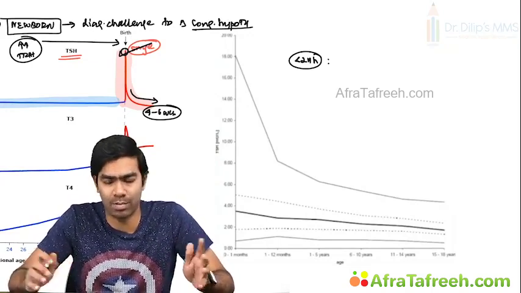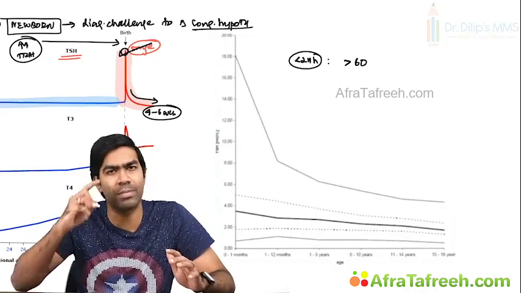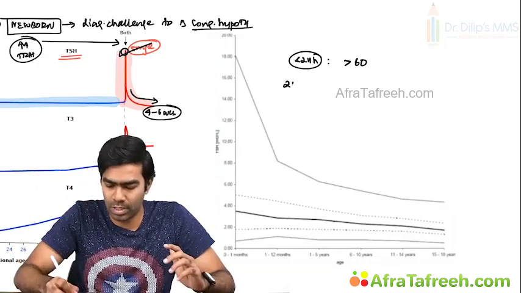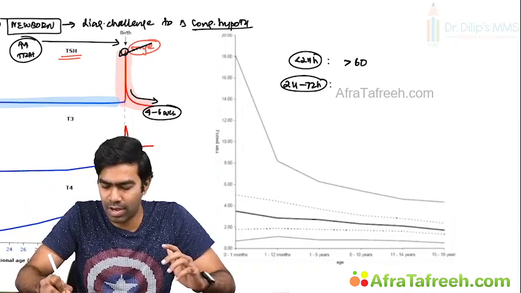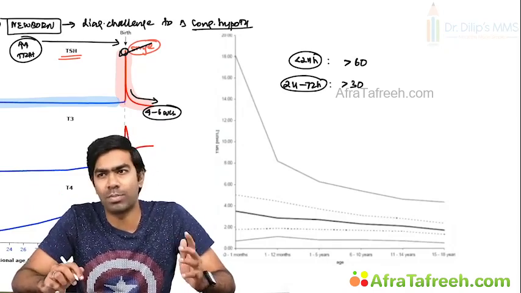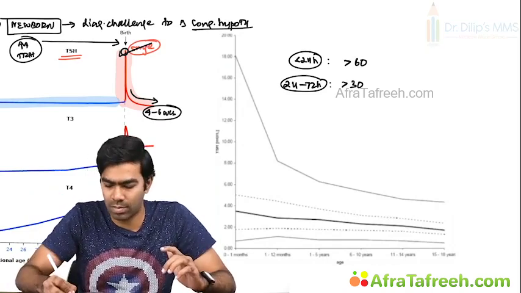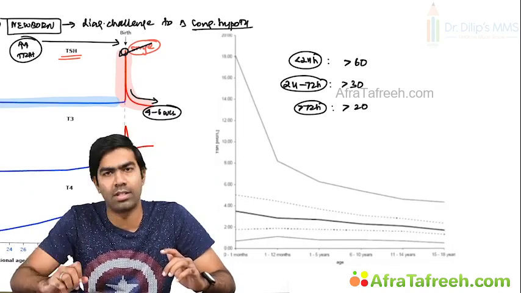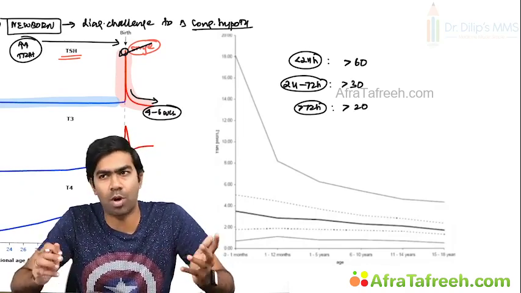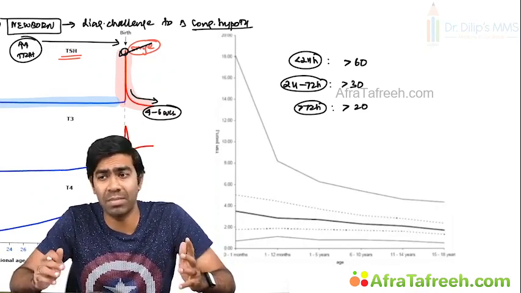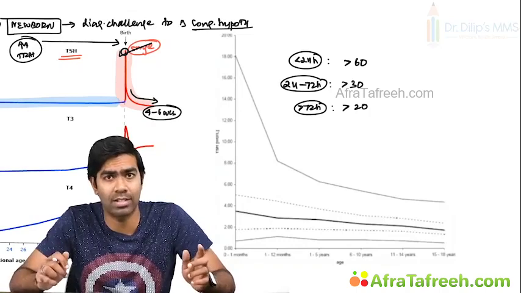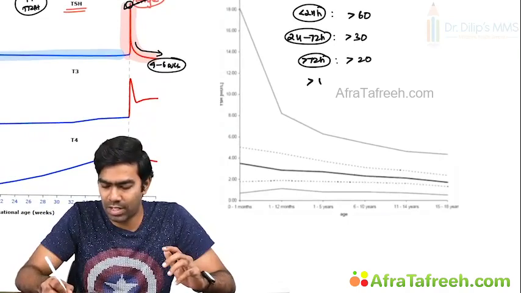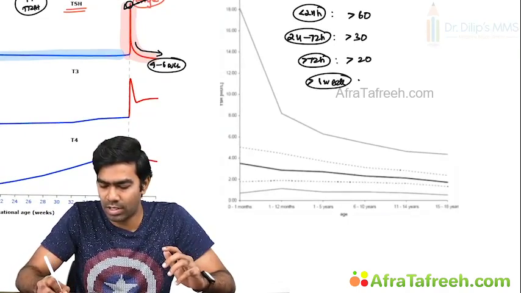We don't know the exact cutoff, but still a value of more than 60 can make you suspect a congenital hypothyroidism. In the 24 to 72 hours, a value of more than 30 may tell you it's a probable congenital hypothyroidism. After 72 hours, a value of more than 20 will tell you that this patient might probably be having a congenital hypothyroidism. So the timing is very important. So when you collect the TSH sample from the newborn, it's very important. Usually after 1 week, just more than 10.